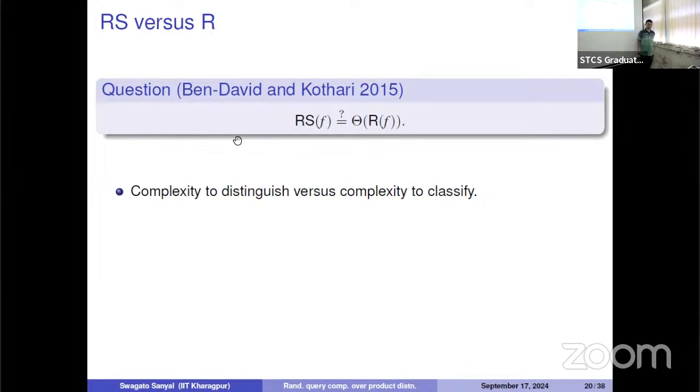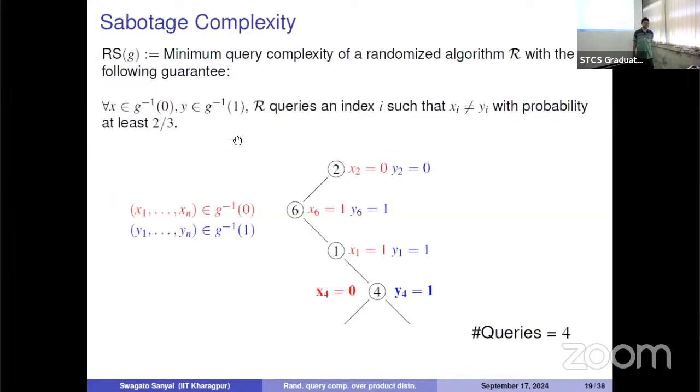Classification is at most as hard as classifying, but is it strictly easier? How does it capture the fact that it distinguishes? So this definition guarantees that RS is the minimum complexity of a randomized algorithm that distinguishes any pair X and Y on which the values of G are different. Yeah, it queries an index where they differ, but why does it? Maybe the output is not dependent on that query.